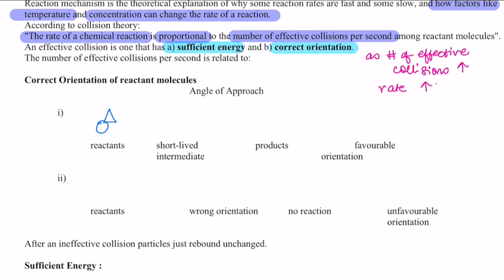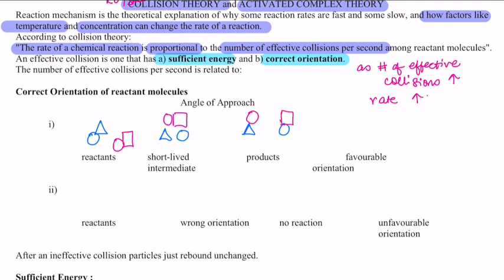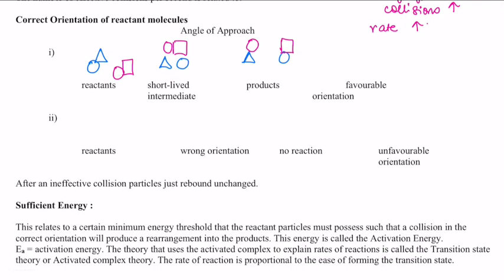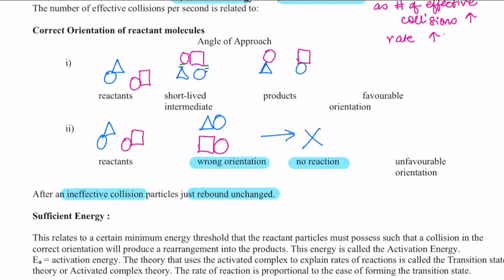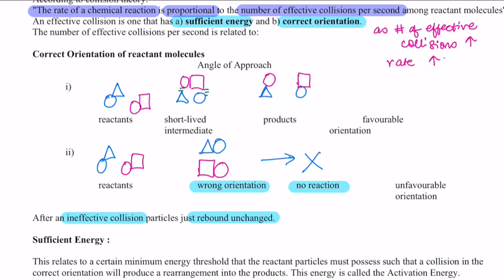So we think that in order to form the product, which is the blue triangle with the pink circle, they must meet each other in the right orientation. Whereas when the collision happens in the wrong orientation, we say the collision is not effective in producing a reaction, and after this the particles just rebound unchanged, so they just stay as they were as reactants.